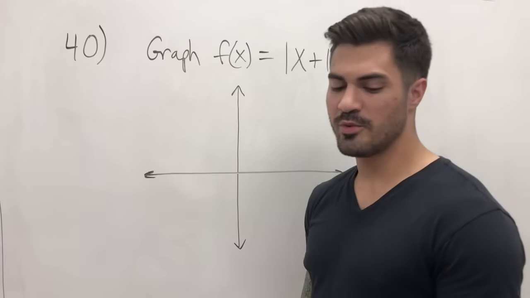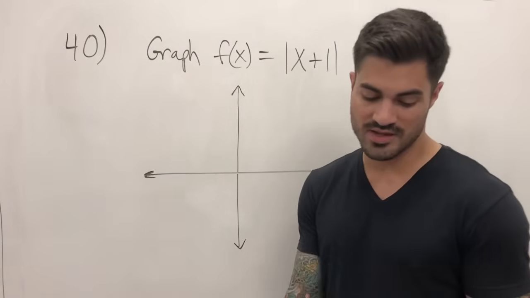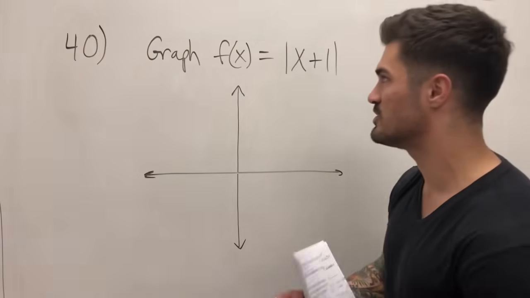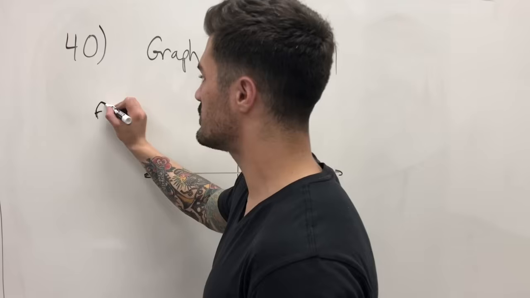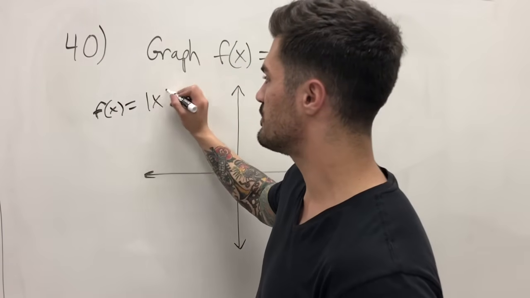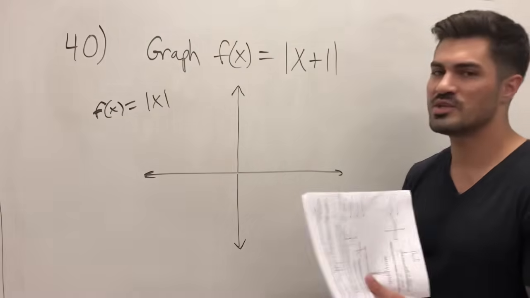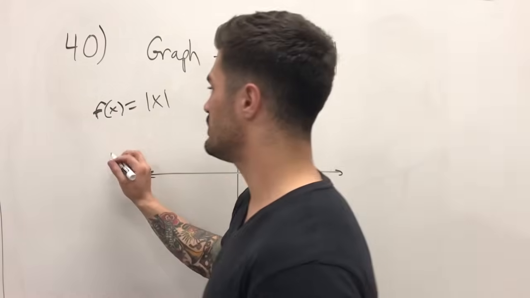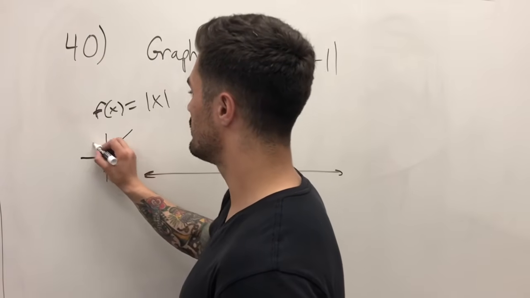All right, for number 40, we are asked to graph this absolute value function. This is actually a pretty simple example. It only has one transformation. So when graphing things using transformations, we always think back to the parent function. So our parent function is f of x equals absolute value of x. We have to know what this looks like in order to graph using transformations, right? And I know that this looks something like this. If I have my y and my x, it's like a V, right?